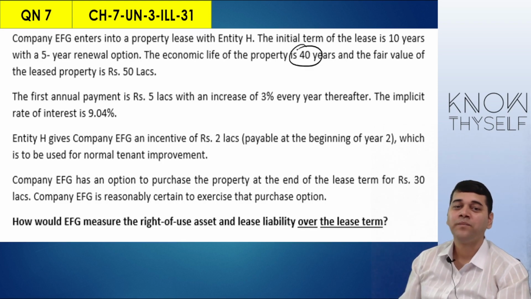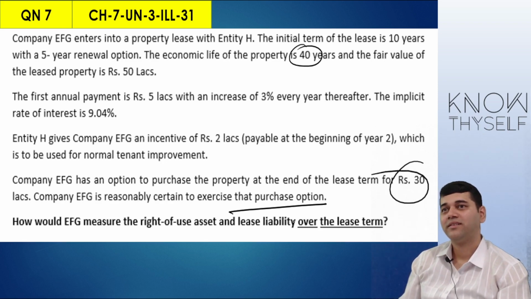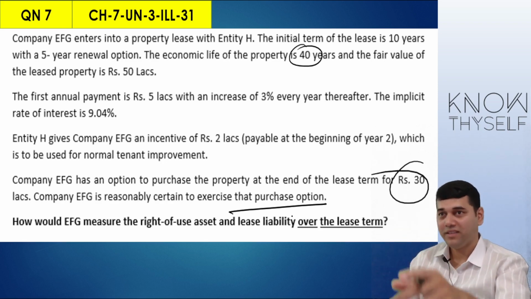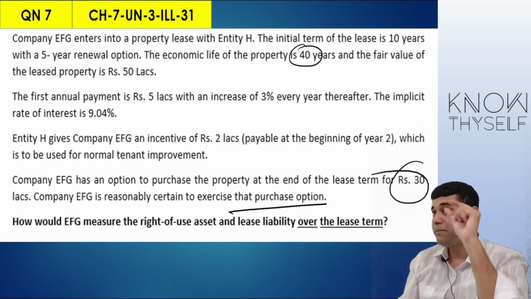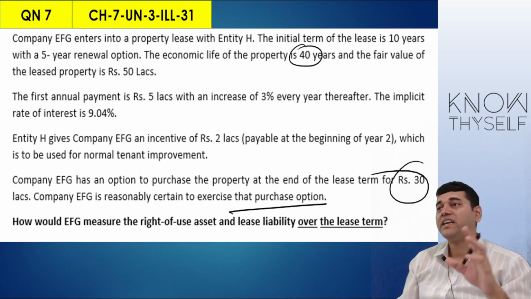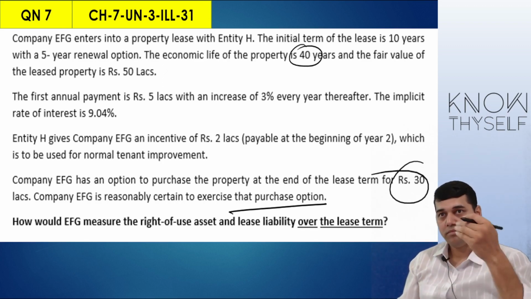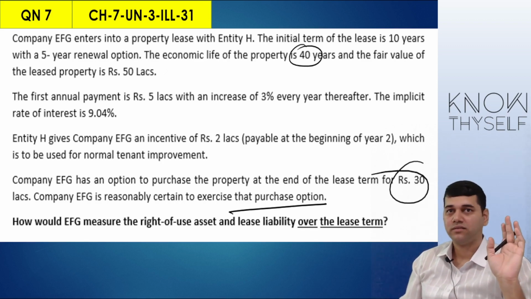40 years. Why? Because you are going to buy this asset. PPE. They didn't ask you for accounting entries. No. Then whatever balance remains, you will transfer to PPE. You pass a new accounting entry at the end of the 10th year. PPE account debit, ROU asset account credit, to bank 30 lakhs. Clear?